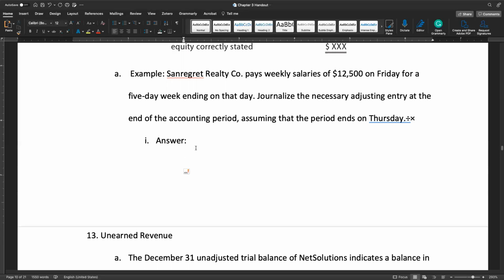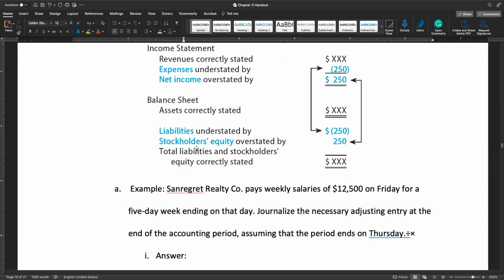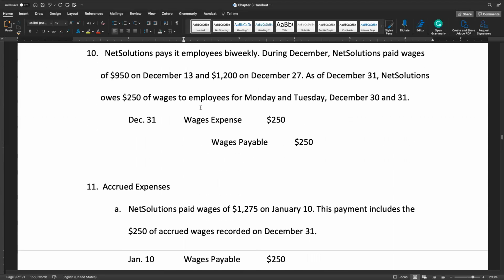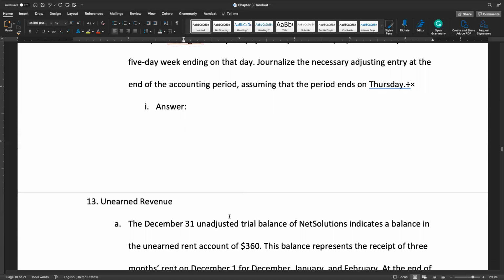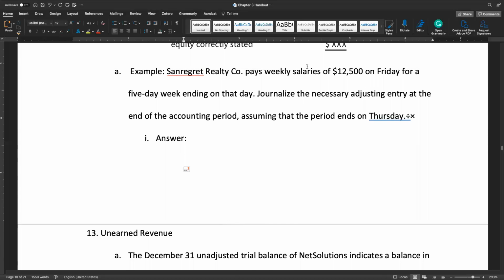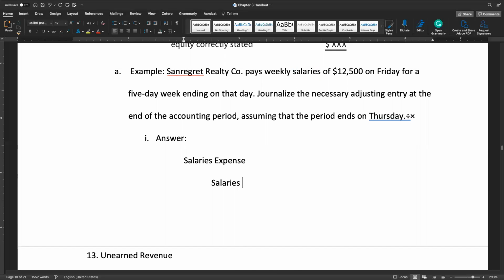This week, our accounting period ends on Thursday, and we have to show those first few days on our financial statements. We're going to do almost exactly the same thing we did up on part 10. Okay. If you'd put wages expense and wages payable for this, it would be totally fine. But it specifically says in here that these are salaries. So instead of wages expense and wages payable, we're going to use salaries expense and salaries payable.